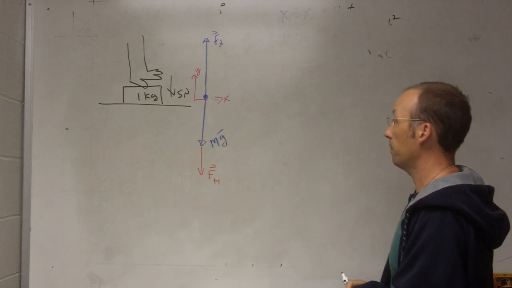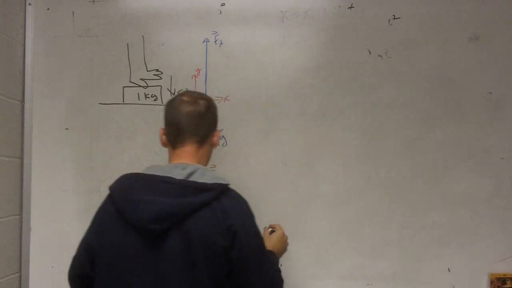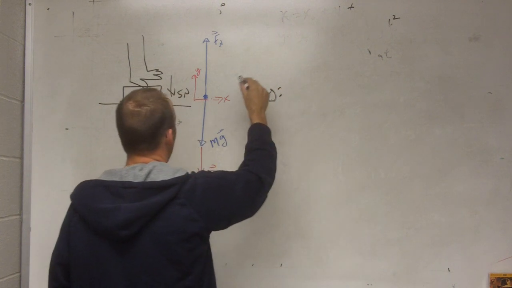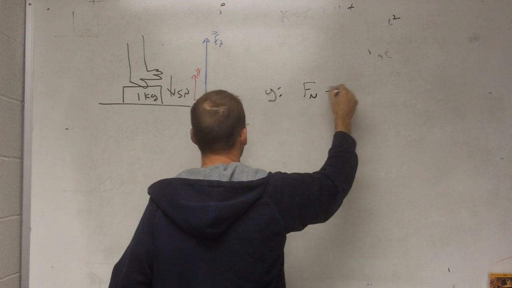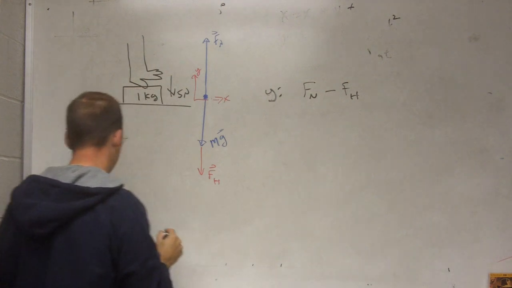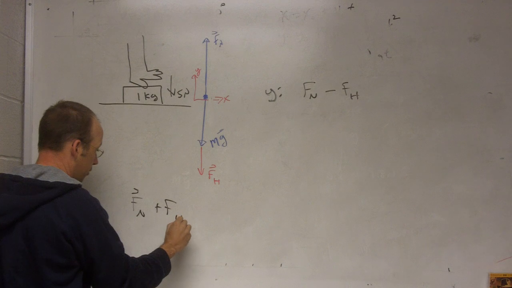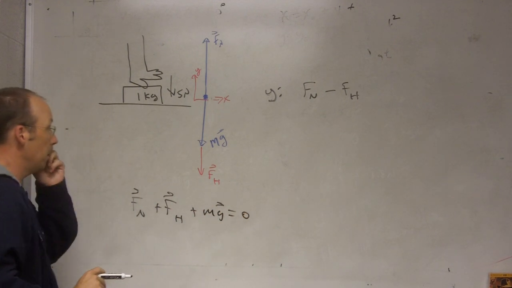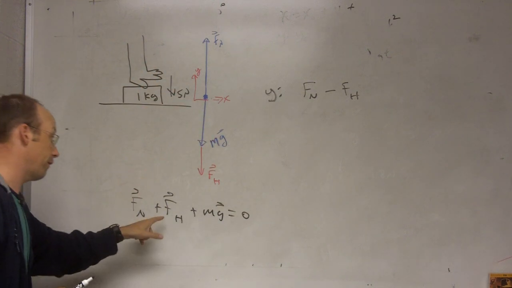Now we can do the same thing. Let's see if we can find the magnitude of that normal force. So in the y direction, this marker's dying. Okay. I have Fn minus FH, because if I write this as a vector, it'd be this. Let me write it like that. FN plus FH plus mg equals zero. In the y direction, now I'm talking about the components of these vectors, not the vector.